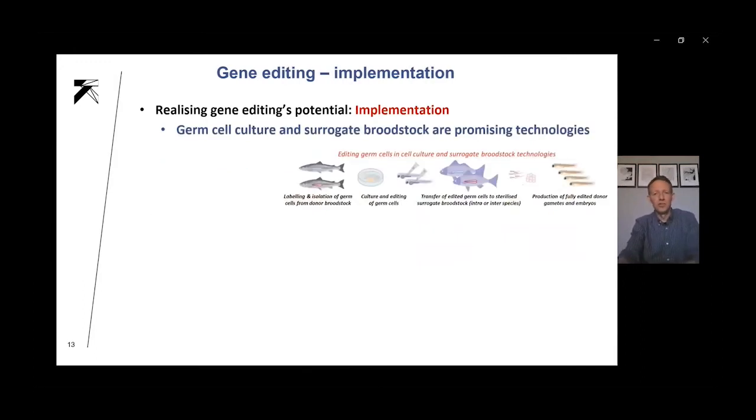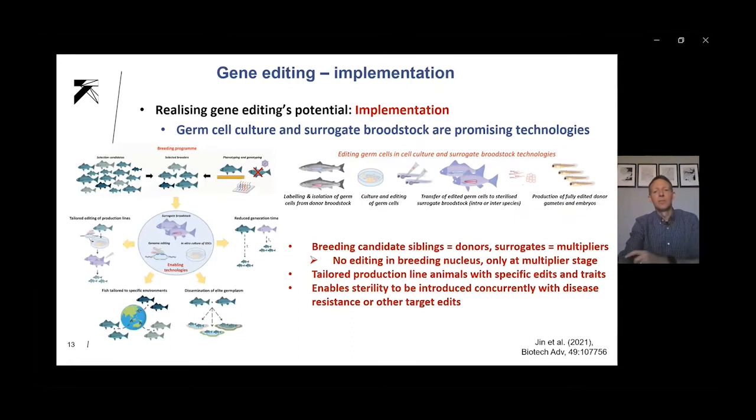One interesting avenue, just to finish off on, is surrogate broodstock and germ cell culture. It may be possible to isolate germ cells, for example, from broodstock animals or their siblings, culture them, then edit them in culture and transfer the edited germ cells to sterilized surrogate broodstock, which could be the same species or a different species. And this might result in more fully edited donor gametes and embryos produced from the surrogate.